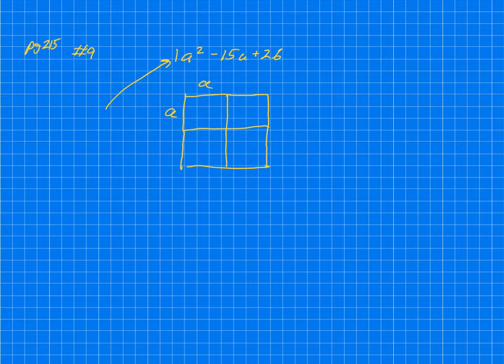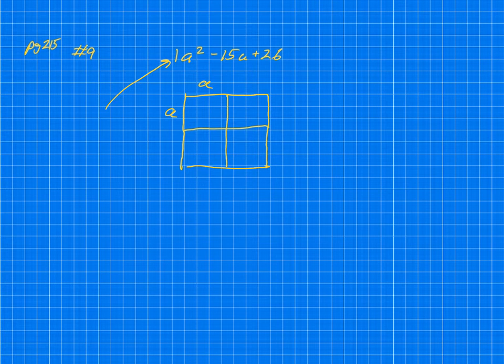On number 9, the question asks us to factor a squared minus 15a plus 26. So we'll set up our boxes. This is our garden, our little area, and we need to find the dimensions for it. Again, we know that both the binomials are going to start with a. That's because we have a 1 as the coefficient of what we call the quadratic term.